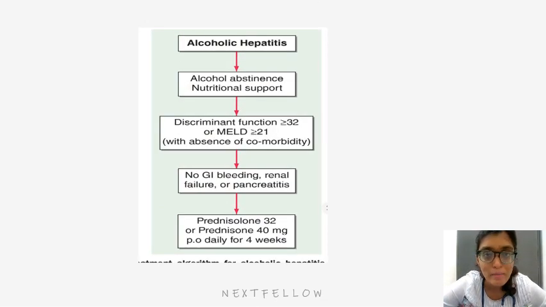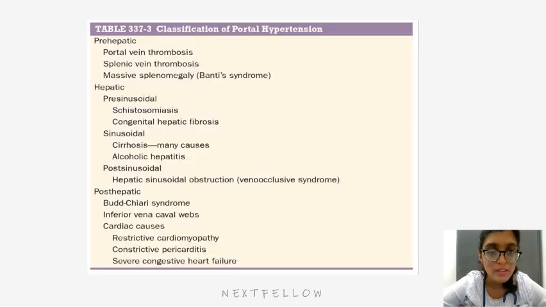For alcoholic hepatitis: alcohol abstinence, nutritional support. If the MELD score is more than 21 or discriminant function is more than 32 with the absence of any comorbidities, no GI bleeding, renal failure or pancreatitis, you start prednisolone 32 mg or prednisone 40 mg orally daily for 4 weeks.